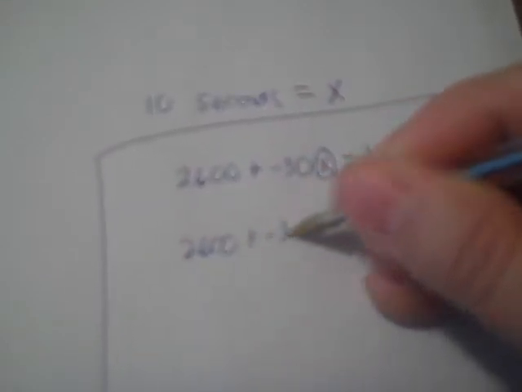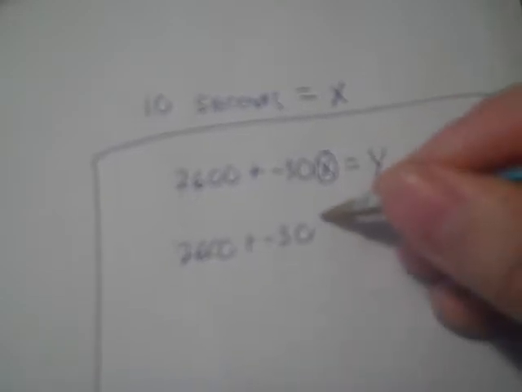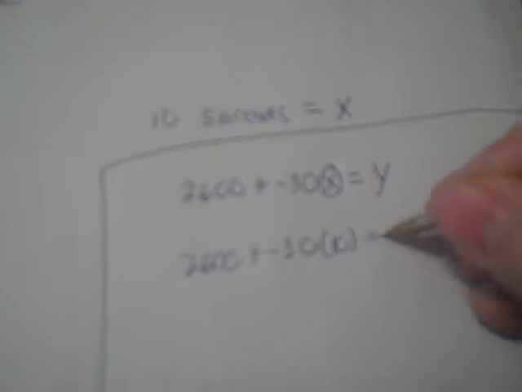Now, I want you to circle that 10 seconds. 10 seconds is what is known as your replacement value, okay? One of these variables is replaced with 10 seconds, but which one? Well, the label's seconds. So seconds is X, so we're going to replace X. So let's replace the X with 10. So I have 2,600 plus negative 30, and then with your replacement you want to put parentheses and put the number 10, and then equals Y.